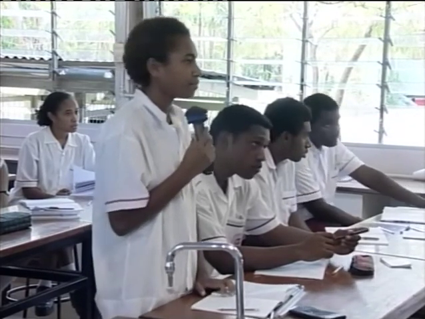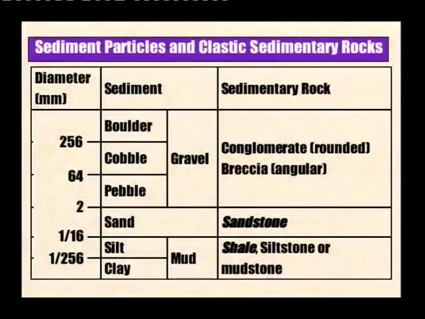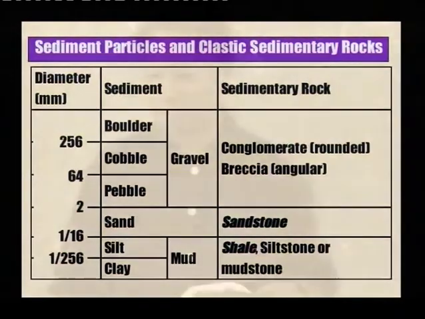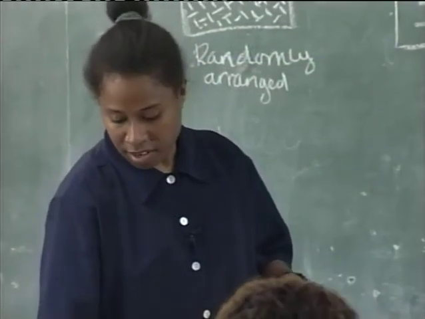Boulder, cobble, pebble, sand, silt, and clay. Okay, again, the rest of us, we're making corrections. The sediments in decreasing order: boulder, cobble, pebble, sand, silt, and clay. Okay, very good. So we're looking at from the biggest sediment to the finest and the smallest. So we start from boulder, cobble, pebble, sand, silt, and clay.